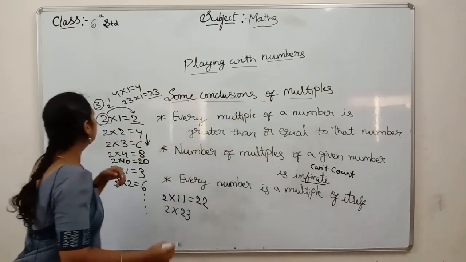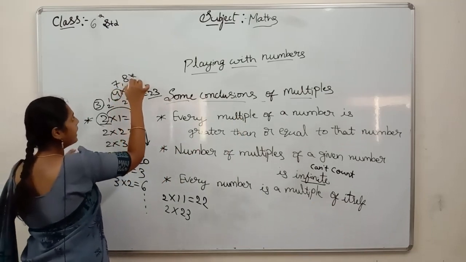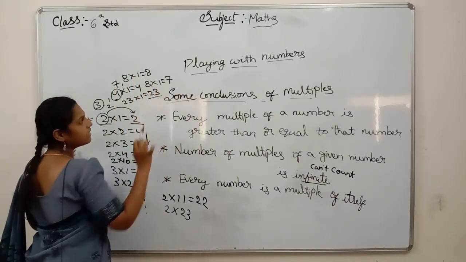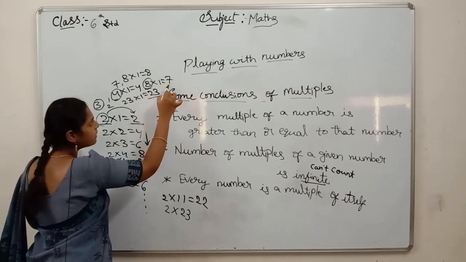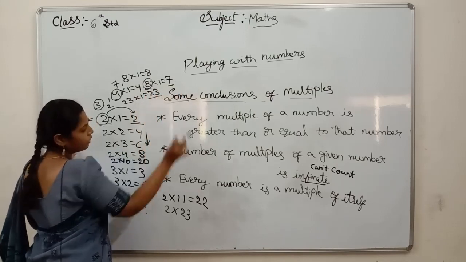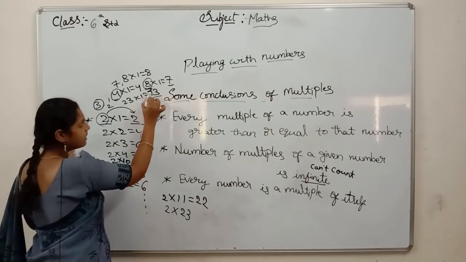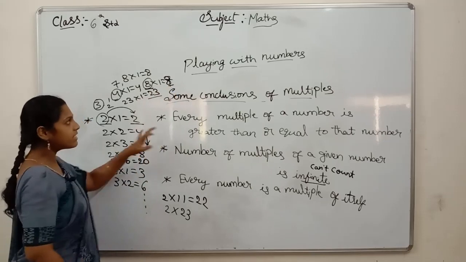If you take any number here, 7 or 8, 8 ones are 8 and 7 ones are 7. Whatever the number is, the same digit we will get again. Every number is a multiple of itself, the number which is a multiple of itself only. Yes, we understand these three.